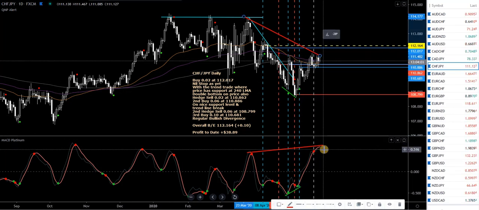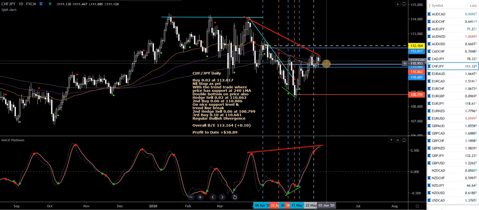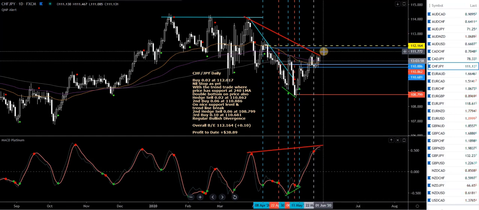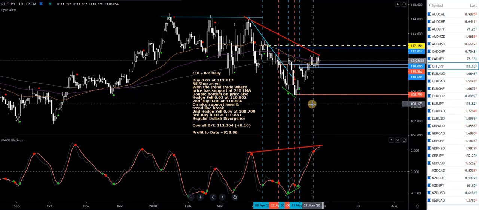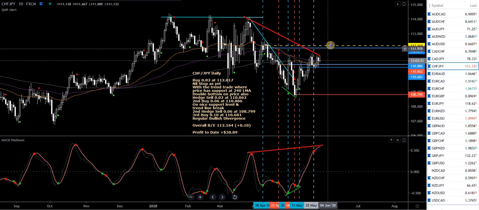But it looks like the MACD is rolling over, so I'm not sure how this is going to go. Oh yeah, I've got 3 buys on. That's why. Yep. Well, I've got to break even.